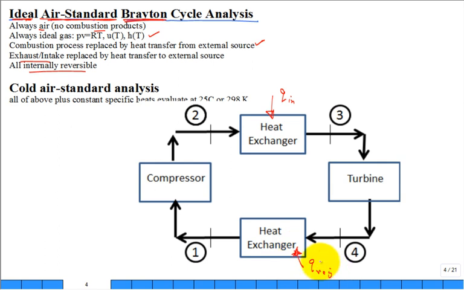Okay. If they throw in the additional and they say, oh, it's a cold air standard Brayton cycle analysis that you need to do, additional assumption that it's around 25 degrees C or 298 Kelvin. I know that's a perfect conversion, but when you look at the table, it's right at 300 Kelvin. Get the constant specific heats on that line of 300 Kelvin in our tables. If you want to interpolate, you can, but it's not going to improve your answer. k for air, 1.4. All right.